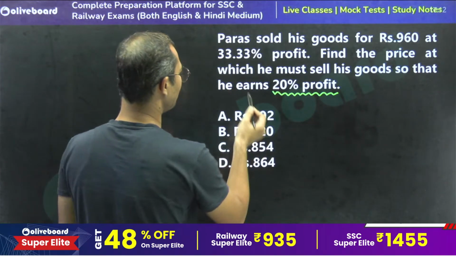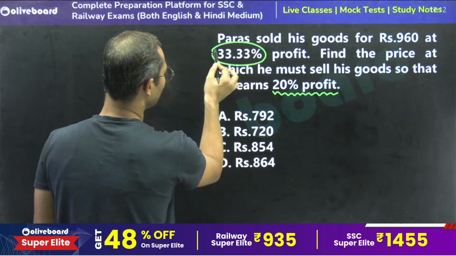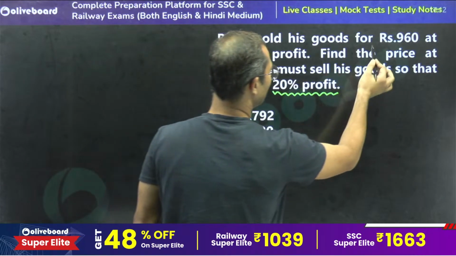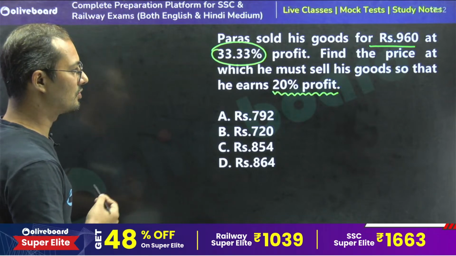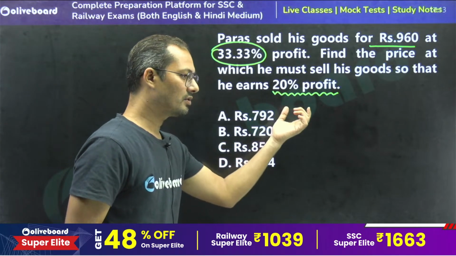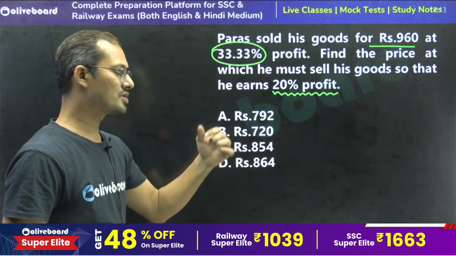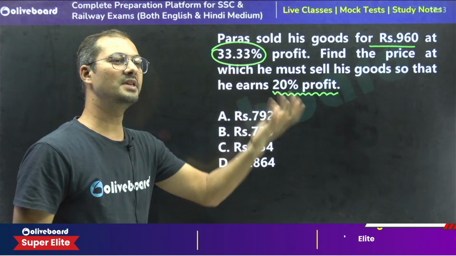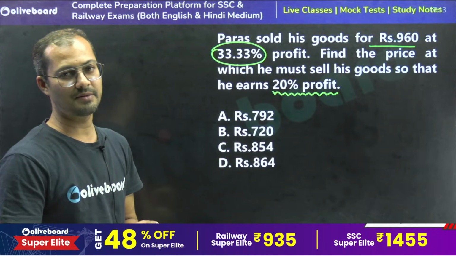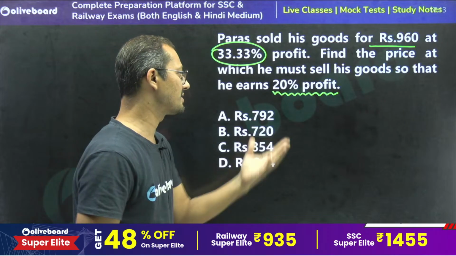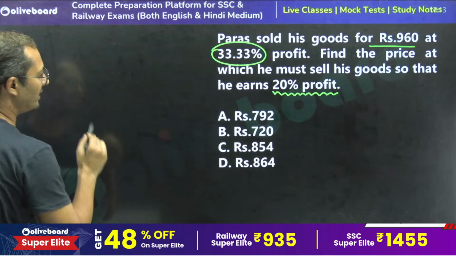So previously Paras was getting 33.33% profit selling his goods at rupees 960. Now the question is demanding what would be the selling price if he wants to earn only 20% profit. Only 20% profit. So we can do one thing.